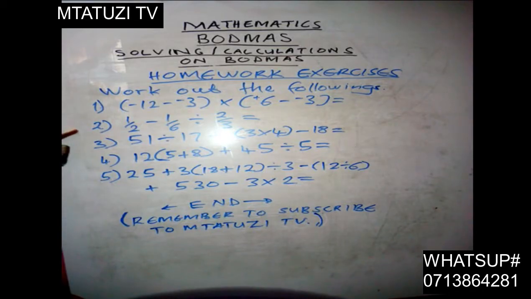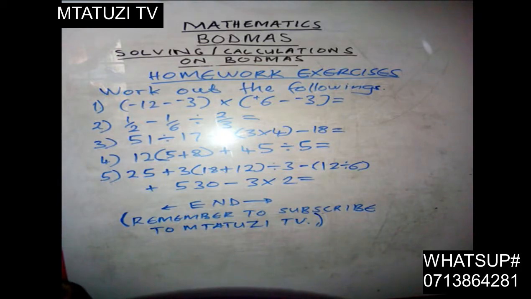Okay, question number 2. You are given a half minus 1 over 6 divided by 2 over 3 is equal to how much? Also, you have to solve this one by using Bodmas. Okay, question number 3: 51 divided by 17 plus in a bracket 3 times 4 minus 18 is equal to how much? Okay, question number 4: 12 in a bracket 5 plus 8 plus 45 divided by 5 is equal to how much?